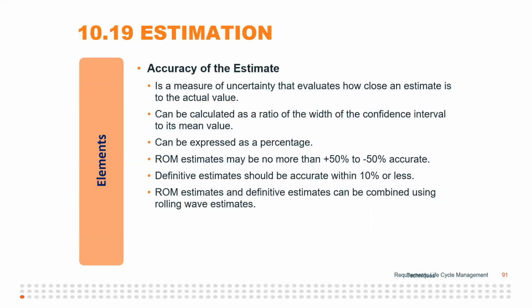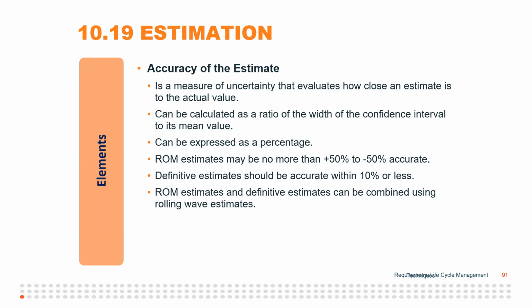Okay. All right. So accuracy of the estimate is a measure of the uncertainty that evaluates how close an estimate is to the actual value. It can be calculated as a ratio of the width of the confidence interval to its mean value, and can be expressed as a percentage. So rough order of magnitude estimates may be no more than 50% accurate, plus 50% to minus 50%. It's like, yeah, that's great. And then definitive estimates should be accurate within 10% or less.